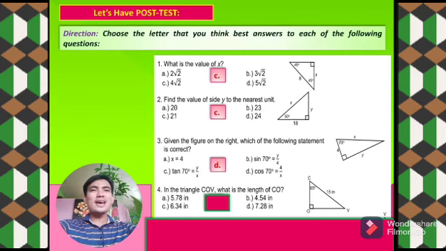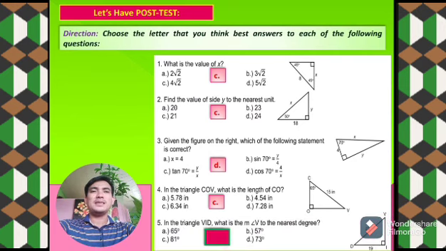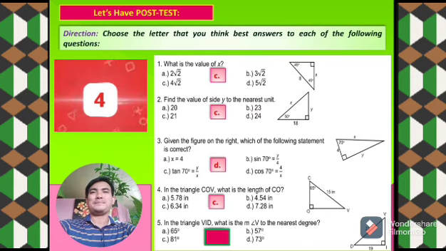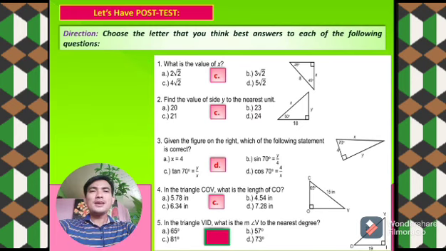And the correct answer is letter C, 6.34 inches. Next up, let's proceed to problem number 5. In the triangle BID, what is the measure of angle V to the nearest degree? Ready? Go! And the correct answer is letter A, 65 degrees.